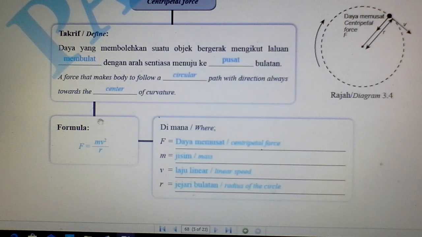Okay, so we have centripetal force F equivalent to mv squared divided by r, where F is centripetal force, m is mass of the object, v is linear speed or orbital speed, r is radius of the circle.